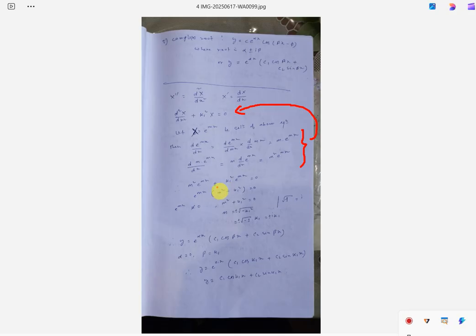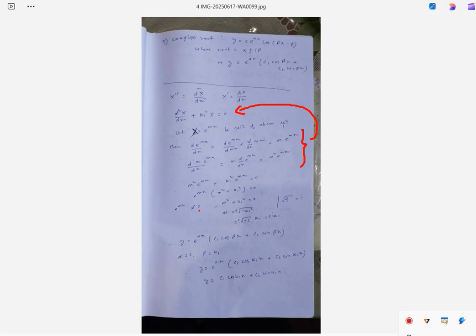We will get one quadratic equation, m square e to the power mx plus k square e to the power mx is equal to 0. There is no first order term. There is k square e to the power mx. Now we can take the common e to the power mx out, and the remaining factor is m square plus k square. So if e to the power mx is equal to 0, then this zero is trivial. We are not interested in a trivial zero.